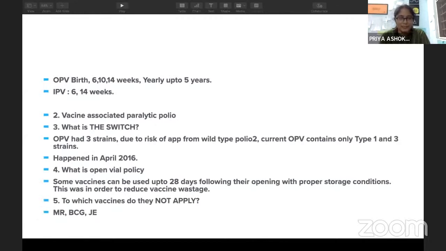So OPV, like you told, you have the birth dose at zero dose, then 6 and 14 weeks, then yearly up to 5 years. IPV, 6 and 14 weeks. Vaccine-associated paralytic polio is the complication. Initially they had three strains, wild-type polio 1, 2, 3, and then they removed type 2, so it's only bivalent right now. This happened around 2016. That was called the switch.